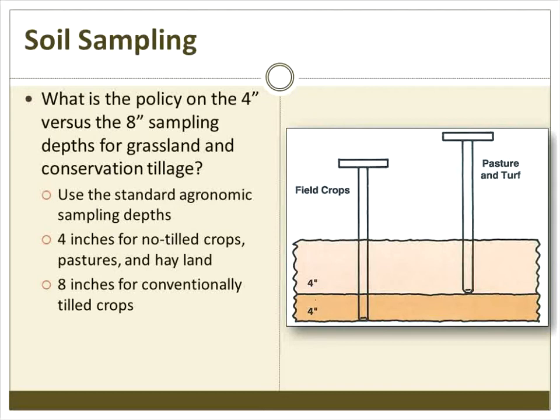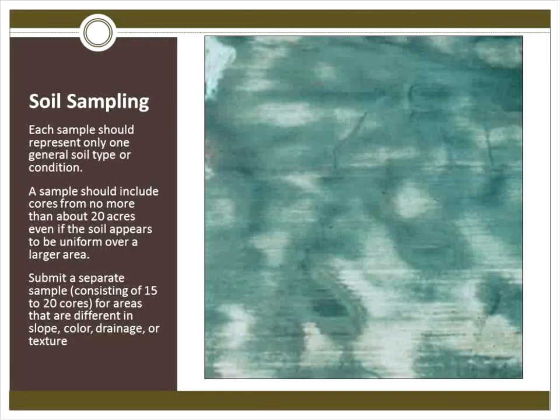The same thing is true in PLAT. You have to use a 4-inch sample for pasture, hay, turf, and conservation tilled fields. And for field crops that are conventionally tilled, it's 8 inches. Soil sampling.